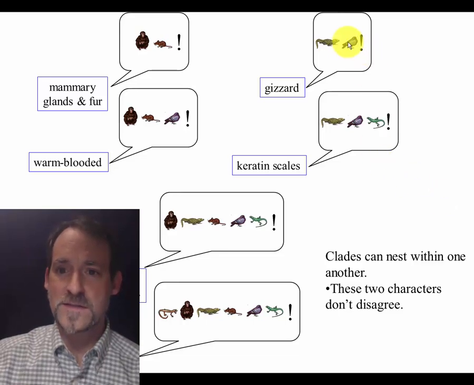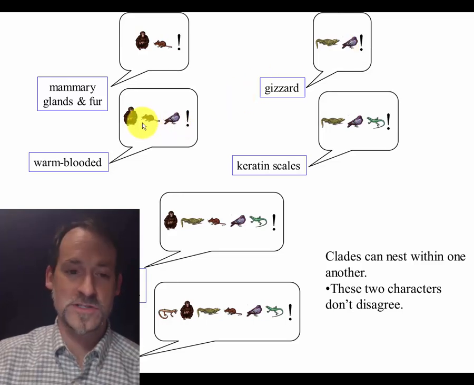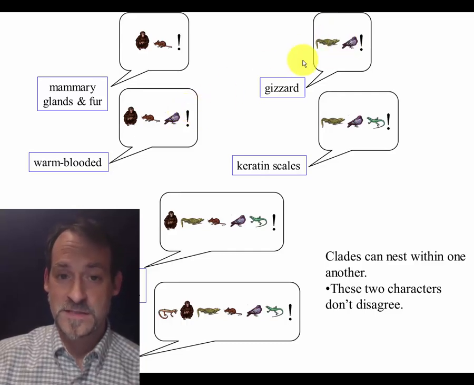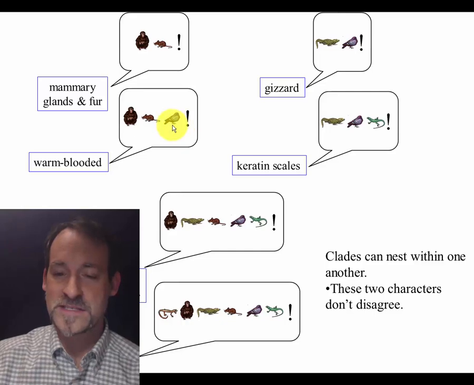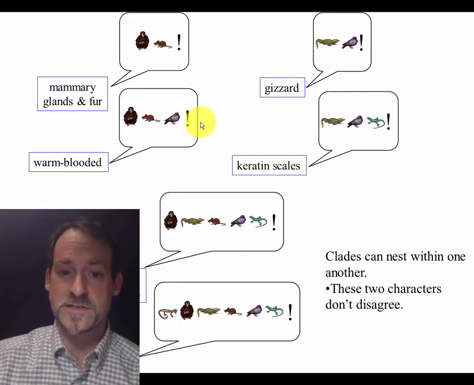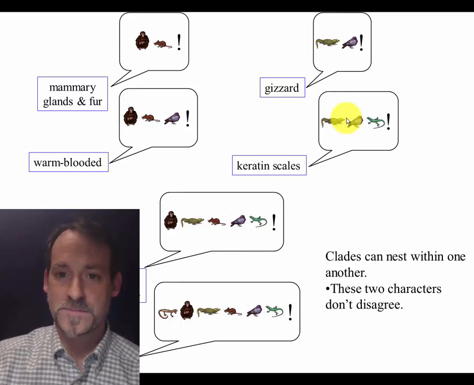Again, if the pigeon is most closely related to the crocodile, it cannot be most closely related to the mouse and the chimpanzee. So these two traits disagree. These two character states disagree. In the same way, if the pigeon is more closely related to the crocodile and the lizard than it is to the mouse and the chimpanzee, these two characters disagree.